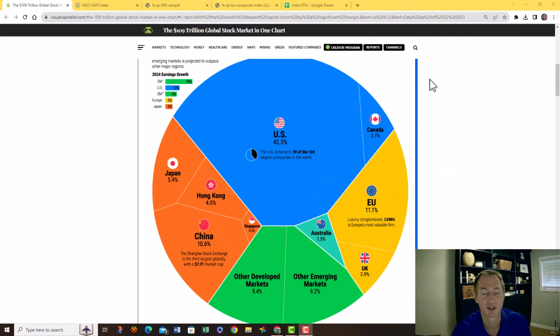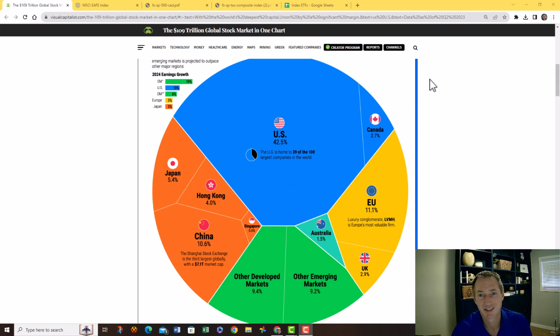But then I have them think about personalizing it. Is breaking it up equally between those three geographical regions appropriate for you? If you look at the global stock market, you can see that Canada actually only makes up 2.7% of the global market. The US, however, makes up 42.5% of the global market.